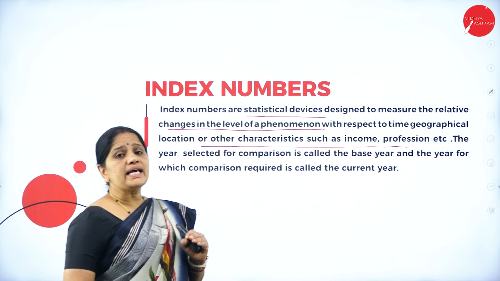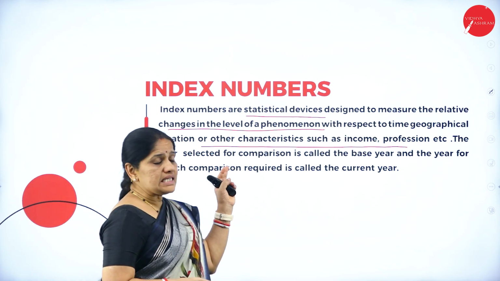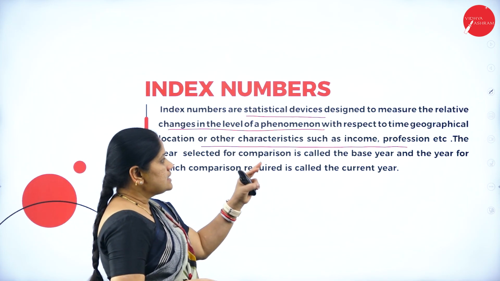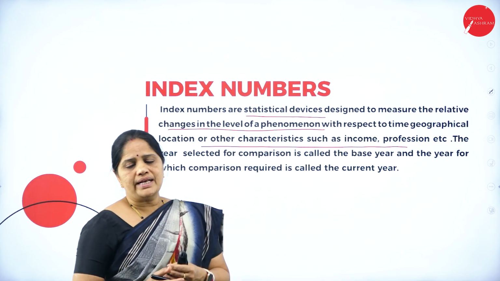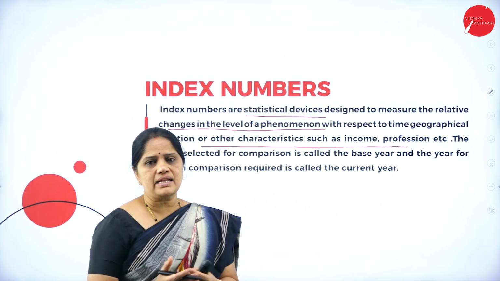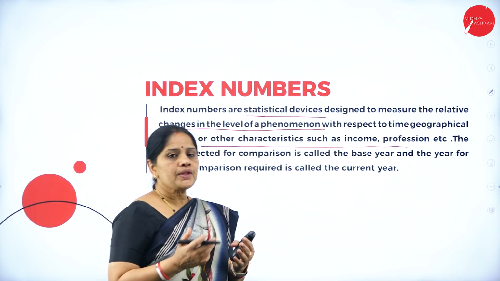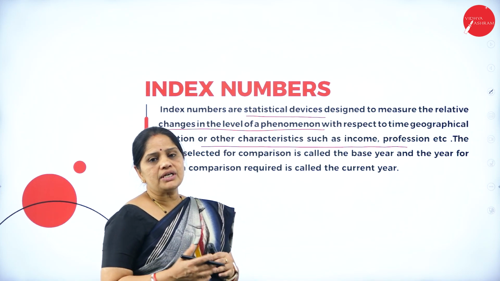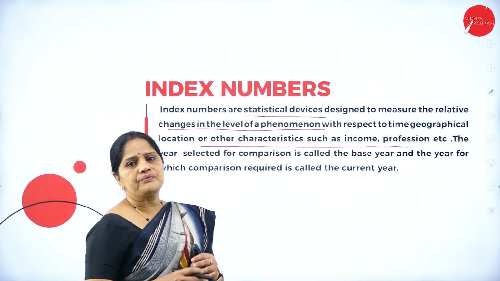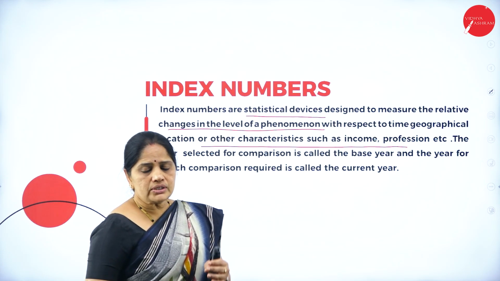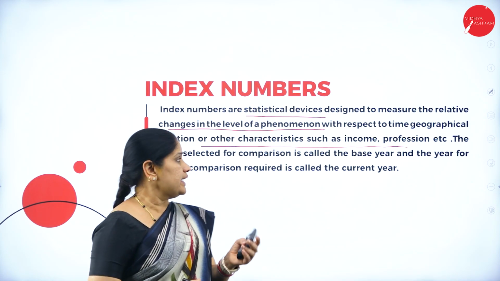Now, what do we mean by index numbers? Index numbers are statistical devices designed to measure the relative changes in the level of a phenomenon. For example, there is a change in the price level. The prices of almost all the commodities keep on changing. So, in order to measure the changes in the levels of the prices, we make use of index numbers. They will give us the percentage by which the prices have increased.